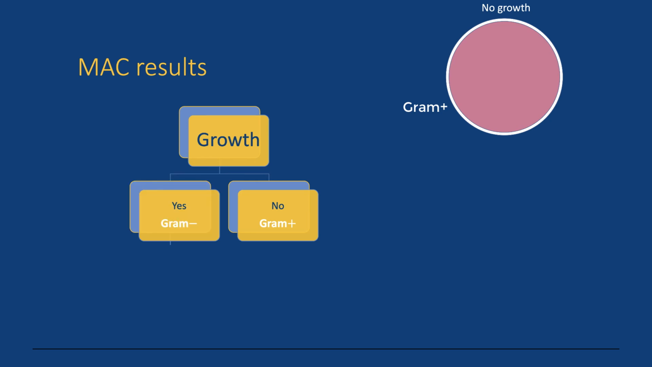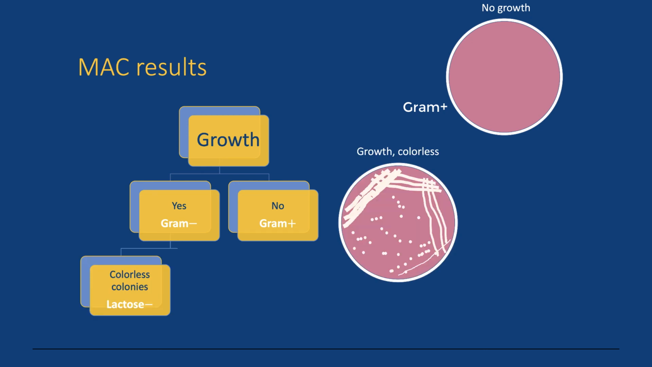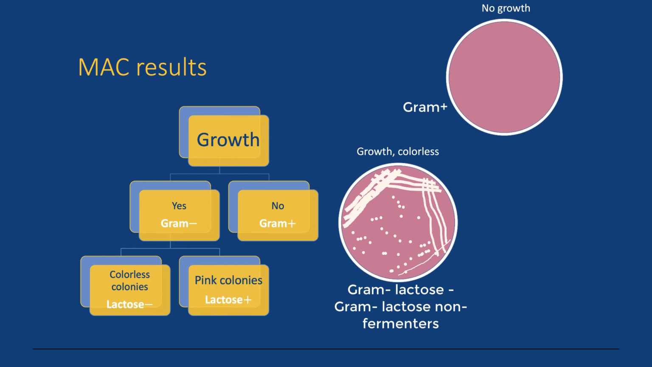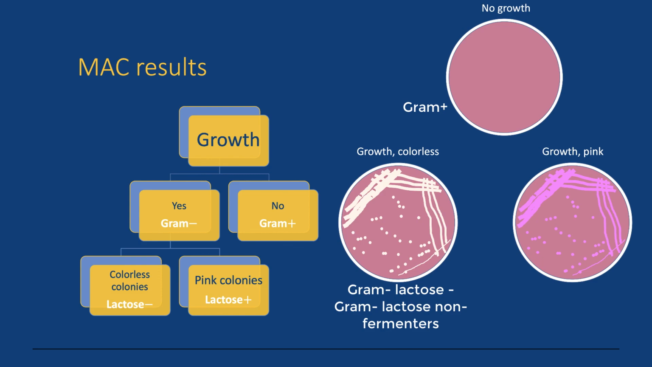From these gram-negative bacteria, we can tell whether they can ferment lactose or not by the color of the colonies. If the color of the colonies did not change, the pH did not decrease, which means that no acid was produced. These bacteria can therefore not ferment lactose. The result would be reported as gram-negative lactose negative or gram-negative lactose non-fermenters. If the colonies turned pink, the pH decreased, which means that acid was produced. These bacteria can ferment lactose. The result would be reported as gram-negative lactose positive or gram-negative lactose fermenters.